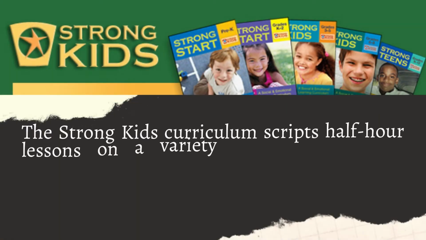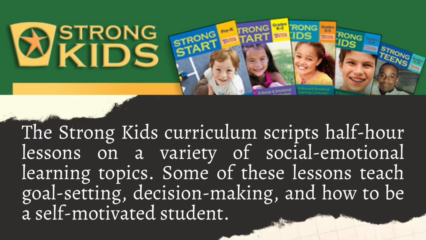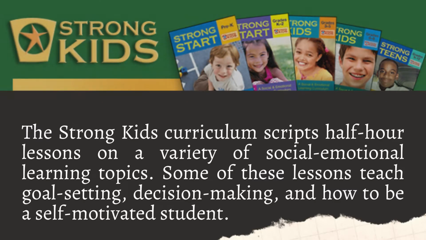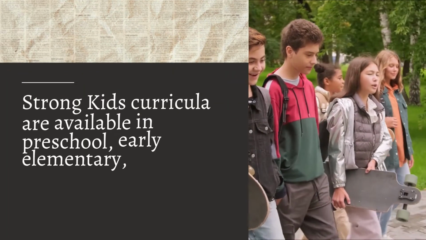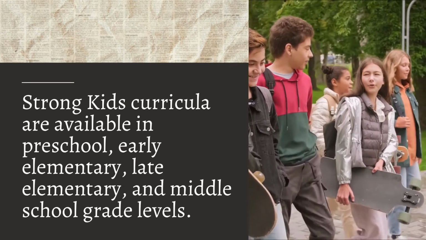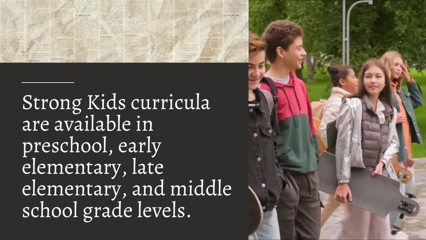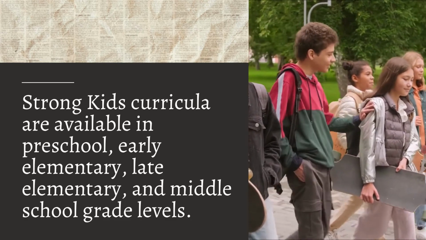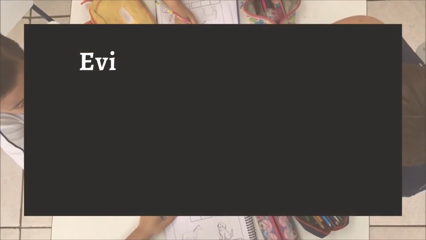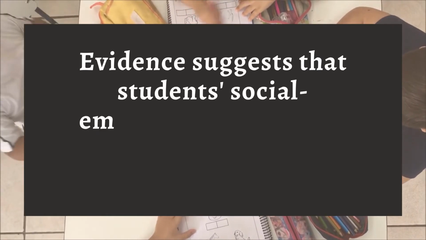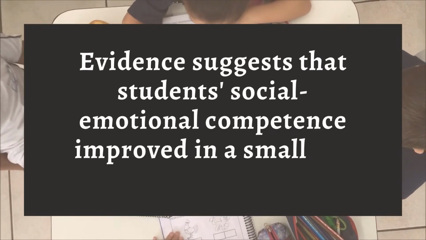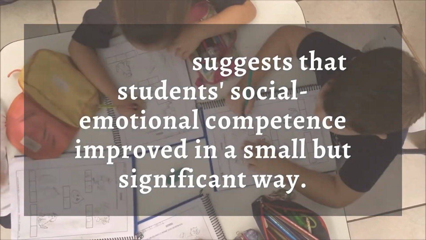The Strong Kids curriculum scripts half-hour lessons on a variety of social emotional learning topics. Some of these lessons teach goal setting, decision making, and how to be a self-motivated student. Strong Kids curricula are available in preschool, early elementary, late elementary, and middle school grade levels. Evidence suggests that students' social emotional competence improved in a small but significant way.